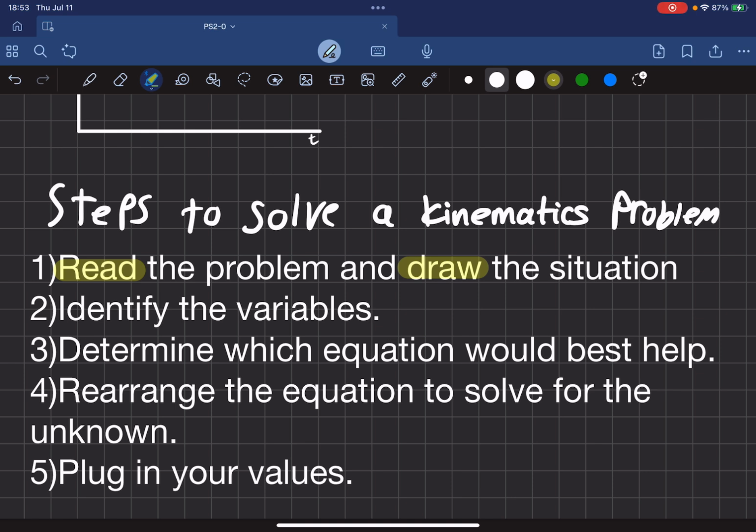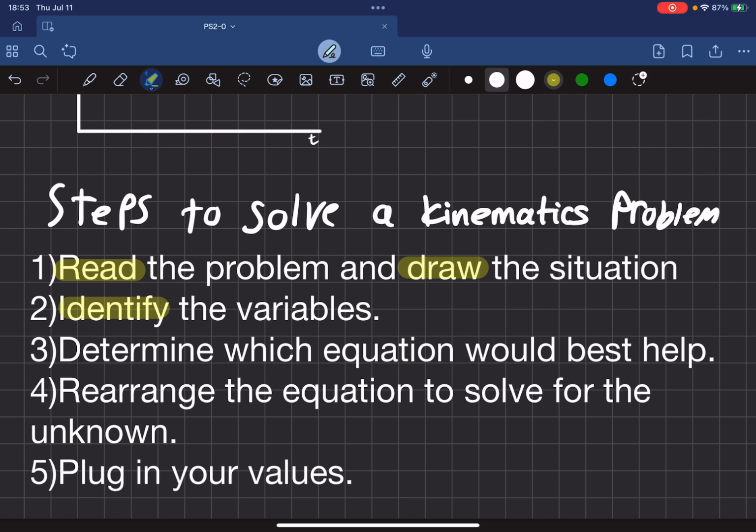And in fact, when we get to forces, it's going to be a very particular skill that I'm going to teach you, called drawing free body diagrams. The next thing you need to do is to identify the variables. So what variables are you given, and what variables is the problem trying to have you find?